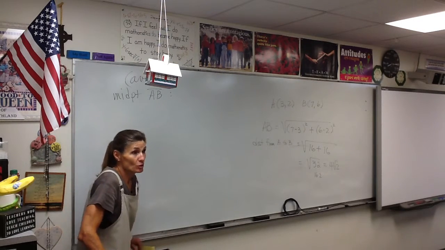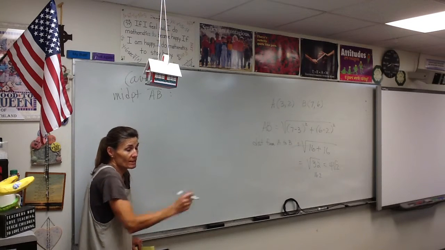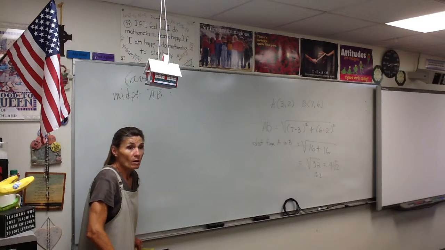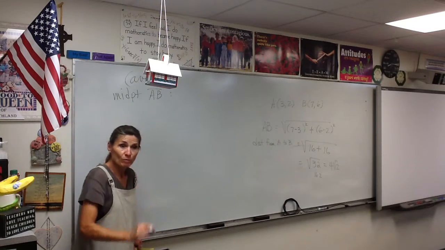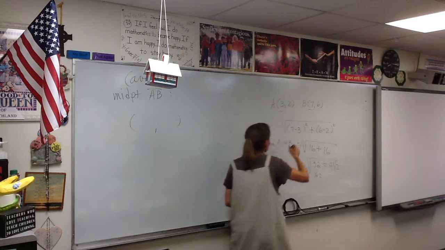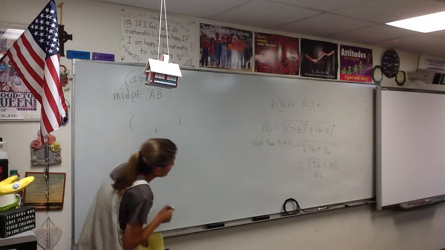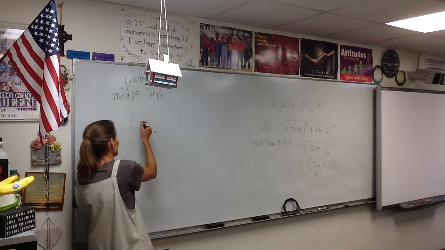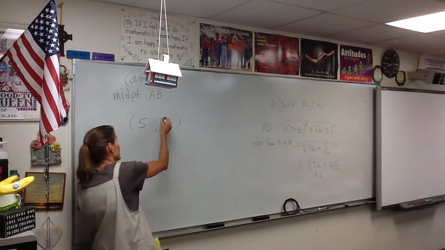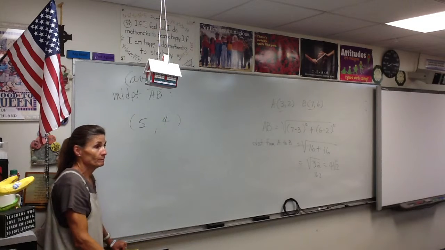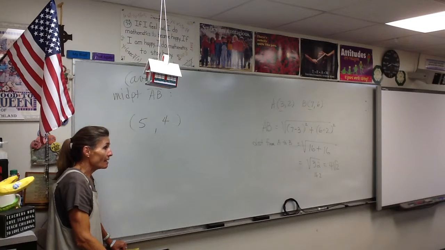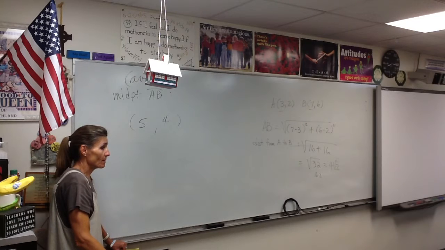Because you all know how to average two things, right? If I give you two numbers and say find the average, what do you do? Add them and divide by 2. The midpoint is the average x and the average y. So I'm going to take my two points and average the x's. 3 plus 7 is 10, divided by 2 is 5. And 2 plus 6 is 8. 8 divided by 2 is 4. So there's your midpoint. Midpoint is average. We add the x's and divide by 2. We add the y's and divide by 2.